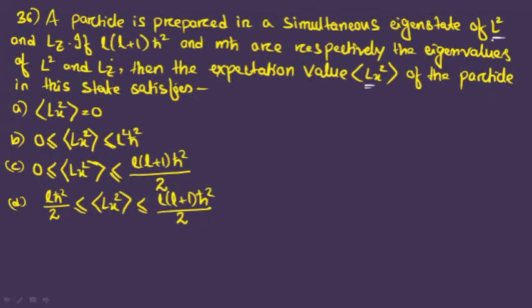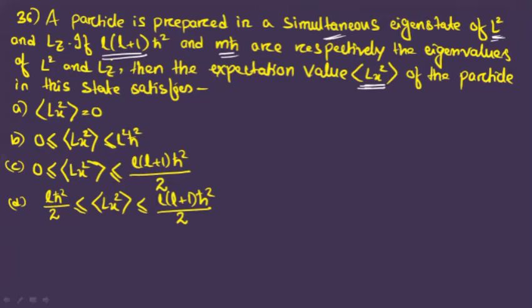Simultaneous means one after the other. So a particle is prepared in the eigenstate of L square and Lz simultaneously. l(l+1)ħ² is the eigenvalue of L square, and mħ is the eigenvalue of Lz. So you have to see the expectation value of Lx square of the particle in this state, and which condition it will satisfy.